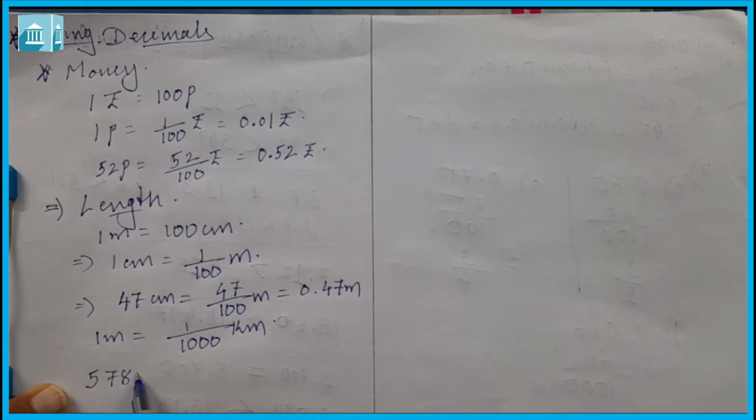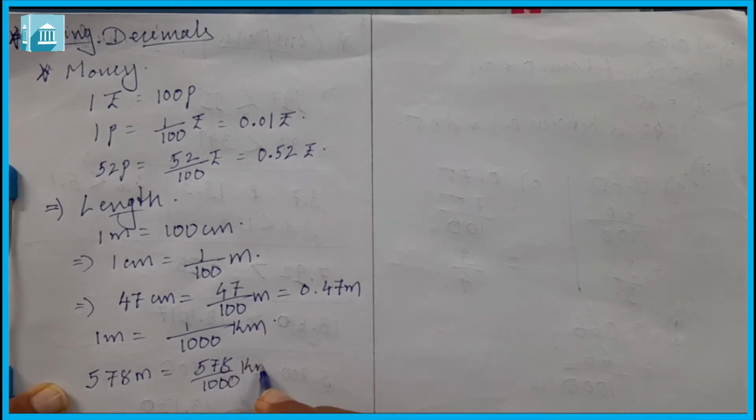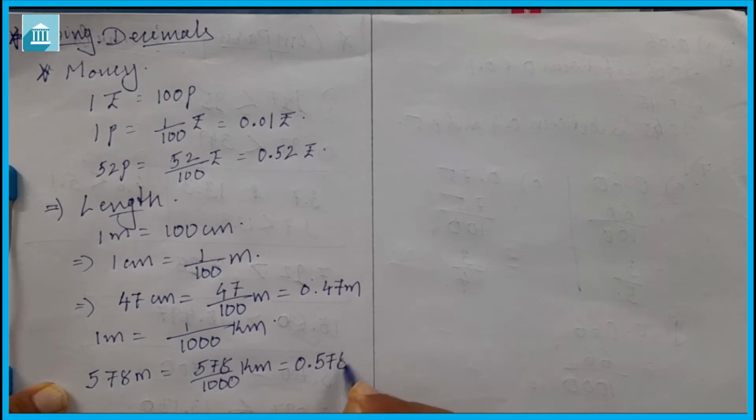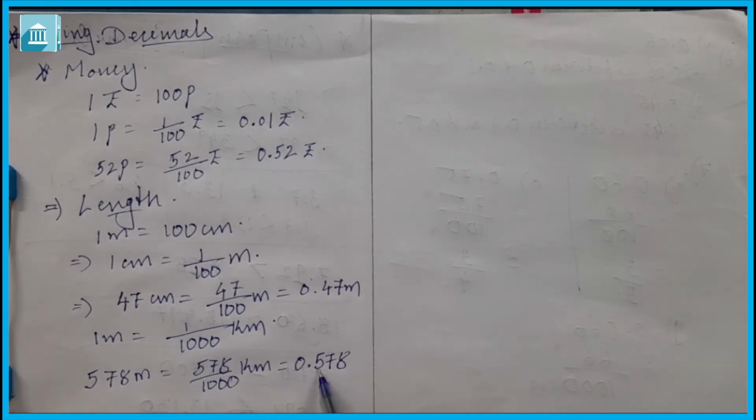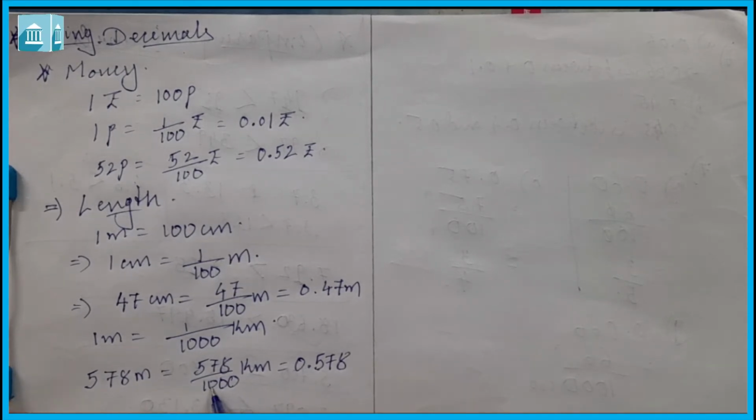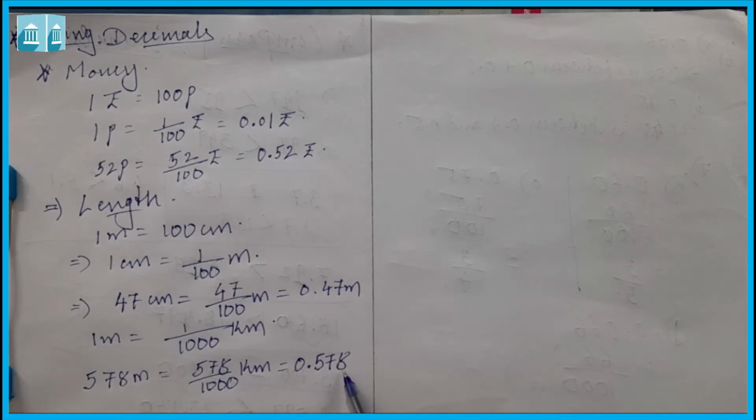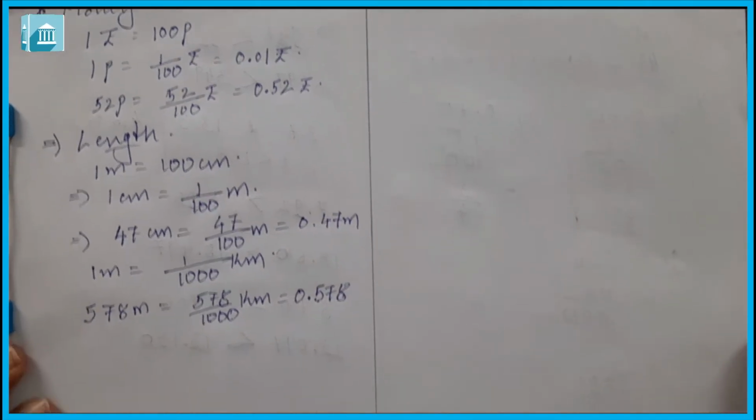So if it is 578 meters and you want to convert it into kilometers, then it will be 578 upon 1000 kilometers, which is equal to 0.578. Why is the decimal point placed here? There are 3 zeros in 1000, so we start from the right-hand side and move toward the left-hand side: 1, 2, 3, and then the point.